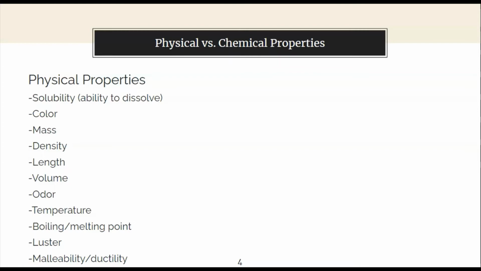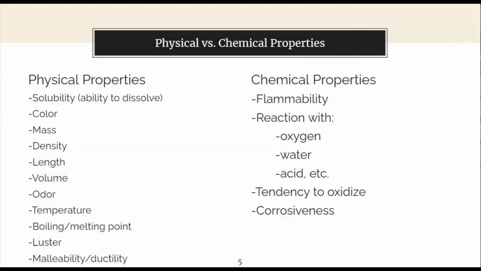Color, mass, density, length, volume, the odor, I can smell something without changing it. Temperature, boiling or melting point. When I boil or melt something, I'm not actually changing the substance, I'm just changing its state of matter. If I boil water, it's still H2O, okay? Luster or shine, and malleability or ductility, we'll define those in a minute. Chemical properties would be flammability, tendency to oxidize, corrosiveness, or reaction with just about anything. So reaction with oxygen, water, acid, etc., okay? Because when it reacts with those things, it's going to change.